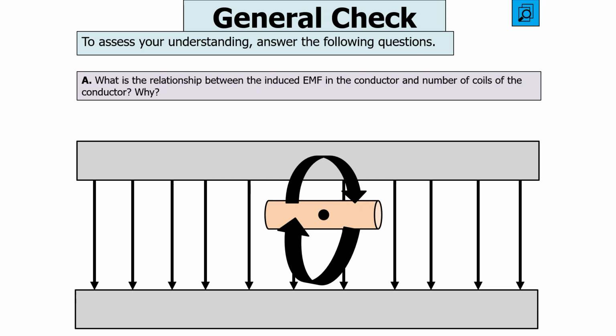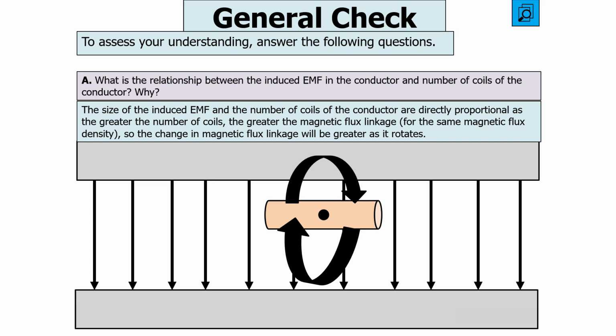What is the relationship between the induced EMF in the conductor and the number of coils of the conductor, and why? Well, the size of the induced EMF and the number of coils of the conductor are directly proportional, as the greater the number of coils, the greater the magnetic flux linkage for the same flux density, so the change in magnetic flux linkage will be greater as it rotates.